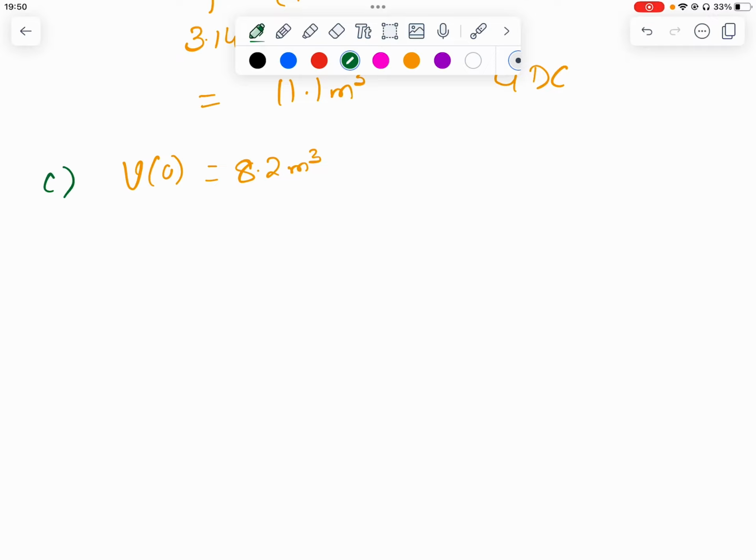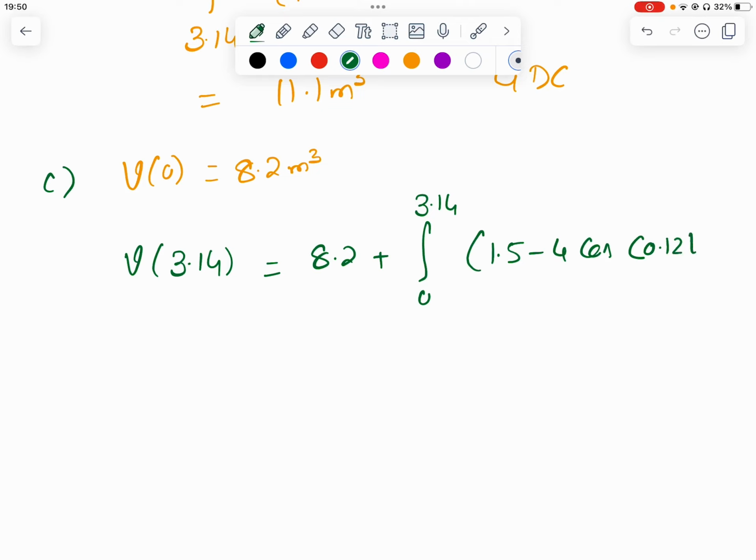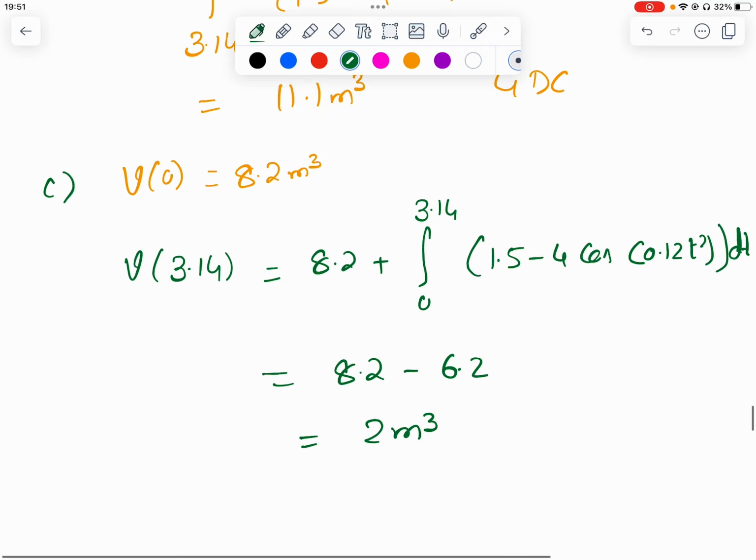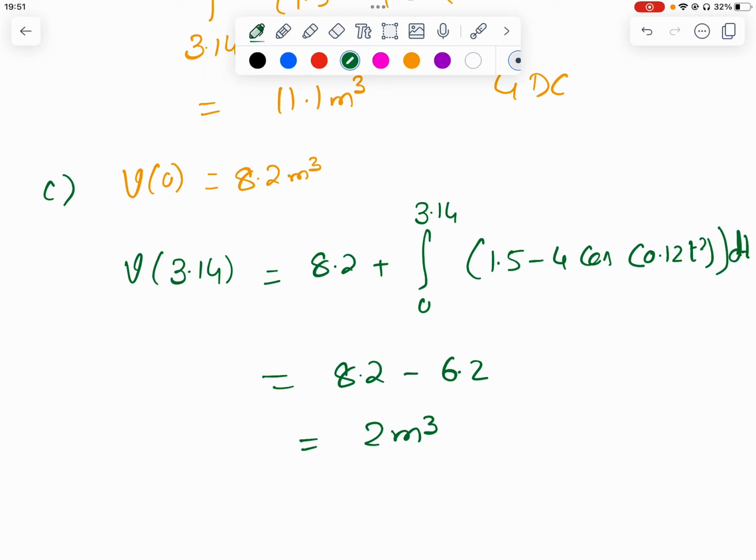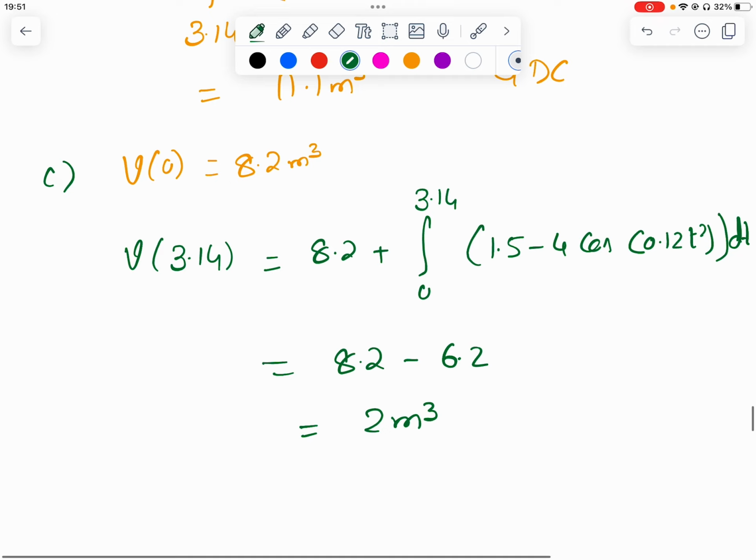Then we want to find the volume at 3.14. So it is starting with 8.2 plus the integral from 0 to 3.14 of 1.5 minus 4 cos of 0.12 t square dt. So what does that become? Use the GDC, 8.2 minus 6.2, which is going to be 2 meter cube. Now we found that the volume is decreasing from 0 to 3.14. Then after that, the volume will be increasing again.